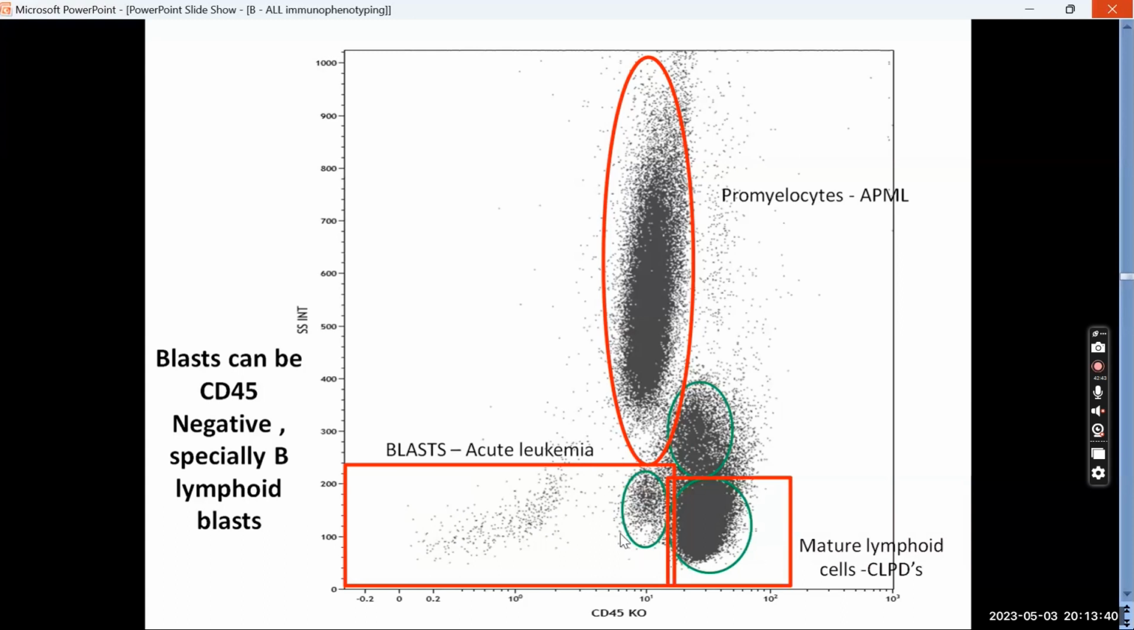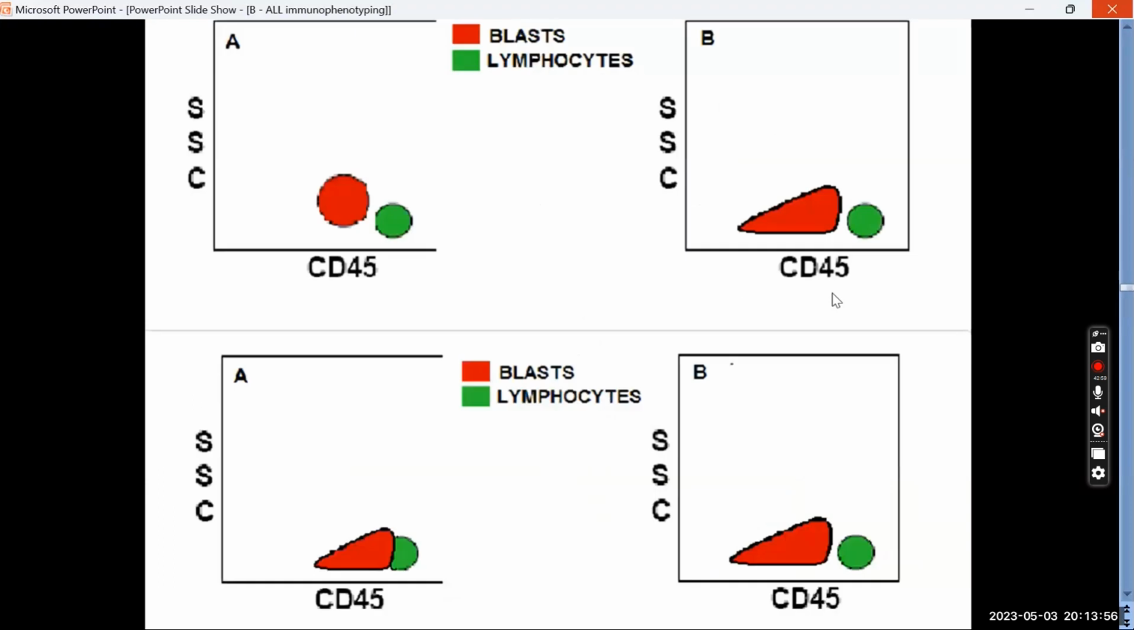And as you all know, since we are dealing with acute leukemias in this session, I'm more interested in this. So the second part of this course, I'll be concentrating only on this area, more likely. CD45 bright, where CLPD comes, along with the lymphocytes, okay? Now, this is a very beautiful schematic diagram showing where the blasts lie in common leukemias, okay?